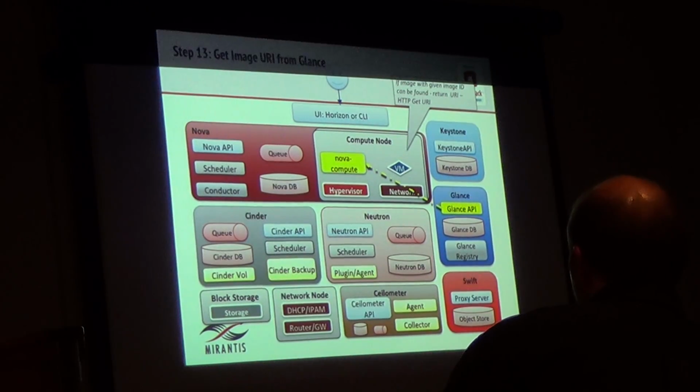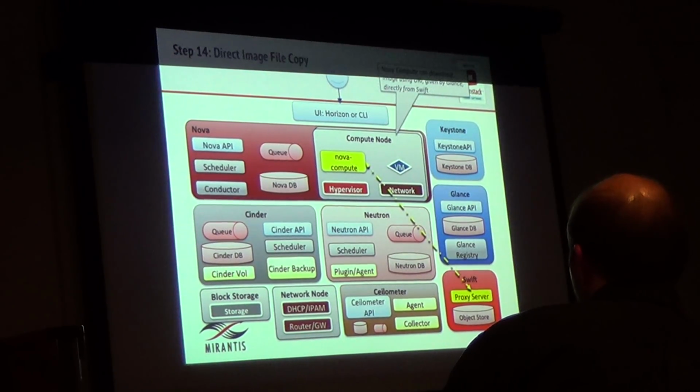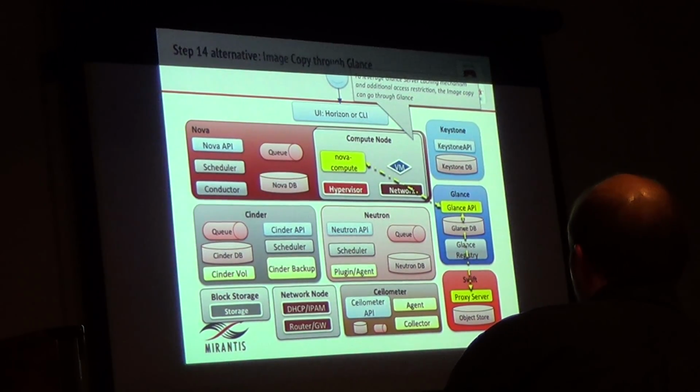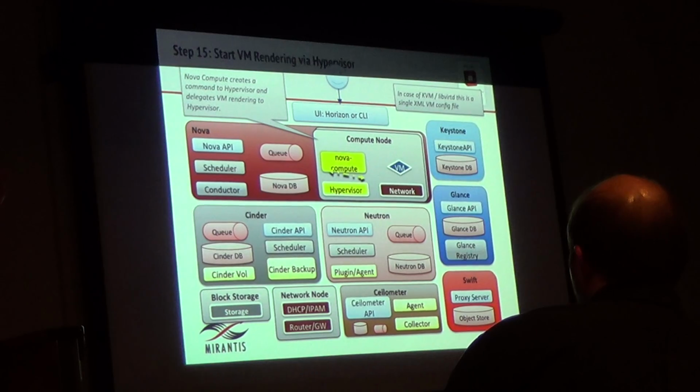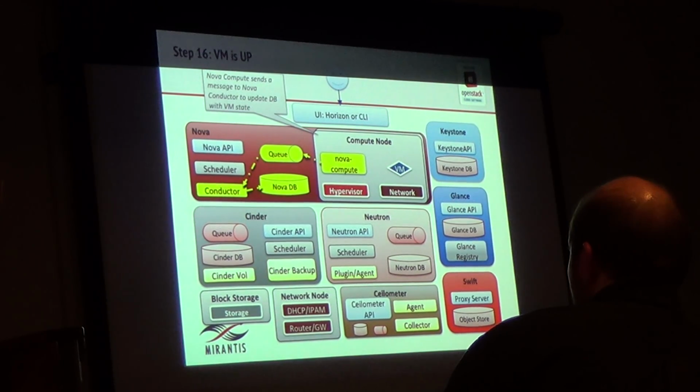Okay, so now we're grabbing the image. It's going to copy it, and now Node Compute is going to get it and download it. So at this point, we've established all the different pieces. We made the call to Nova, we've gone to Keystone, we've created our volume, we've created our different networks, we've got our IP addresses, we've grabbed our image. So now we should actually start provisioning.